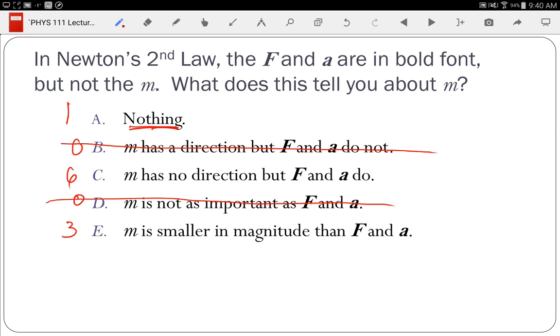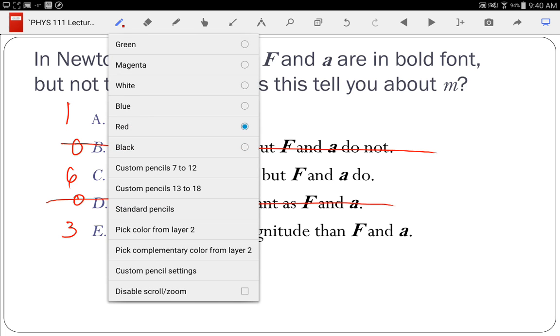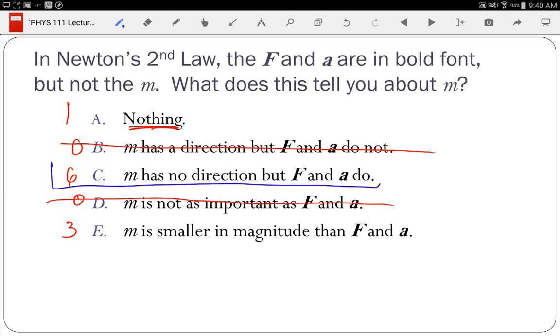Those were clearly incorrect. So the other two, one is that M is smaller magnitude than F and A, and one is M has no direction. The correct answer is this. In your textbook, or when you read other books, bold is very commonly used to indicate a vector. And so the fact that F and A are bold means they're vectors. Whereas M not being bold means that it is a scalar. It has no direction.